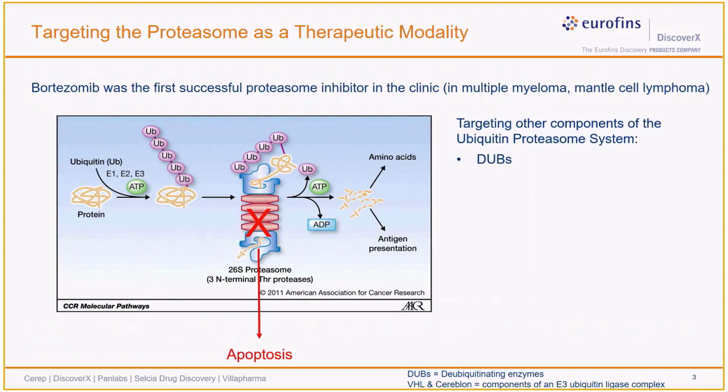Researchers have also looked into other components of the ubiquitin proteasome system to modulate its activities. One of the components, E3 ligase, has become a very exciting target because bioinformatics studies have predicted more than 500 E3 ligases in the human genome. Some of the E3 ligases are well studied, such as VHL and cereblon.